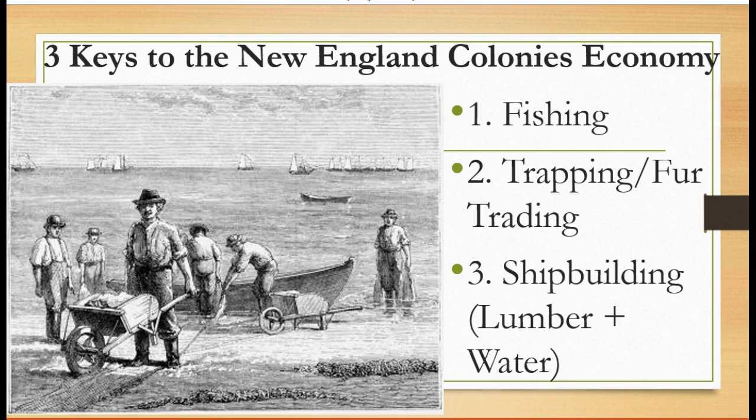The three keys to the New England colonies economy were as follows, and these are really important for you to remember. You're going to see them down the road on an exam. The three keys to the New England colonies economy were fishing. They were near lots of water, and so they had lots of opportunities to fish. Trapping and fur trading, because you had lots of forests, and so you had lots of animals that you could trap and trade the furs.